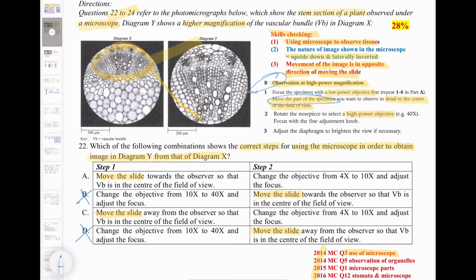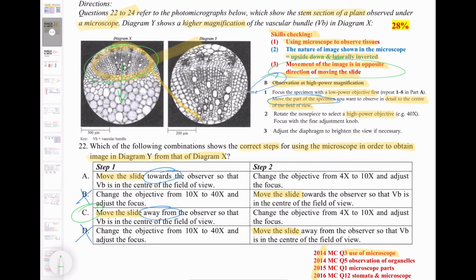However, we should decide whether to move the slide towards the observer or away from the observer. So we need to recall the other concept: the movement of the image is in the opposite direction of moving the slide. We can observe that the vascular bundle is on the top part of the image, and then we need to move it downwards to the center of the field. So that means we need to move the slide away from the observer so that the VB will be in the center of the field of view.